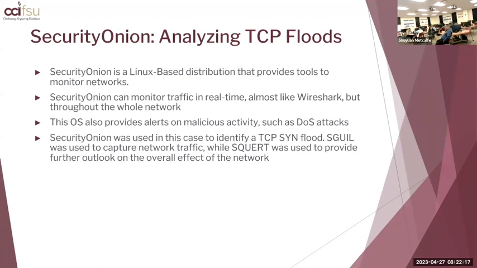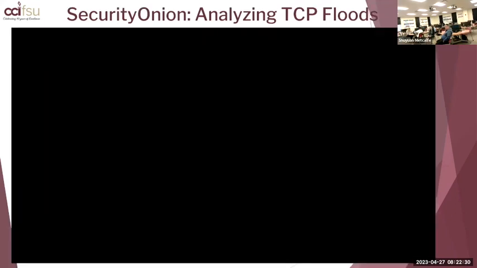Sguil, or however you pronounce it, was used to capture the network traffic, and then Squert was used to provide a further outlook on the overall effect on the network and help me investigate if it's coming from one single machine and how often packets are coming in. Go ahead and move on.